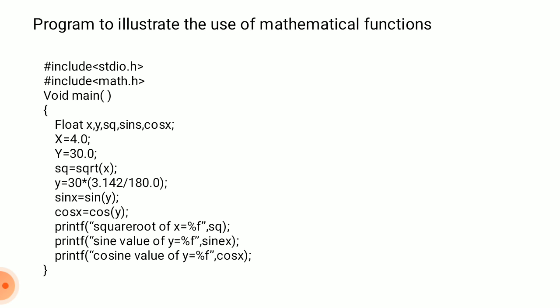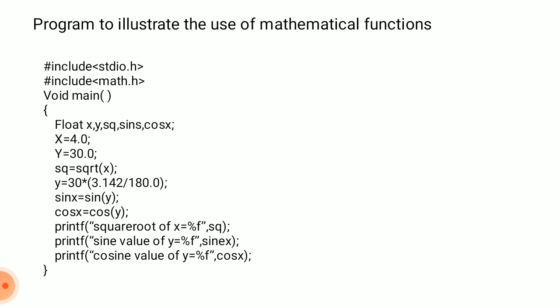So sq means it finds the square root, sorry, sq is a variable. So sq is equal to sqrt, a function to find the square root of x. So what is the value of x? We have initialized it to 4, that is 4.0. So square root of 4.0. Then whatever value you get will be assigned to sq. So what is the square root of 4? Square root of 4 is 2, that is 2.0. So that 2.0 is assigned to sq.